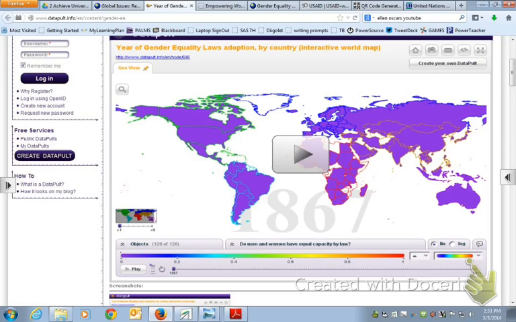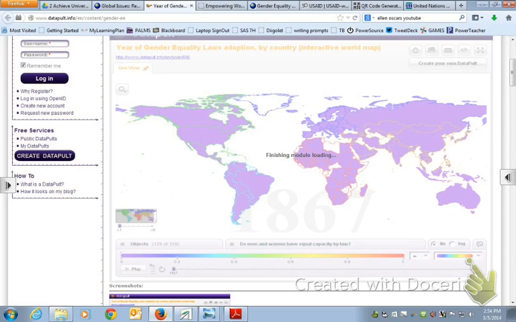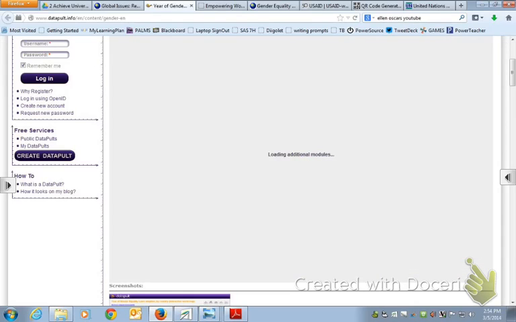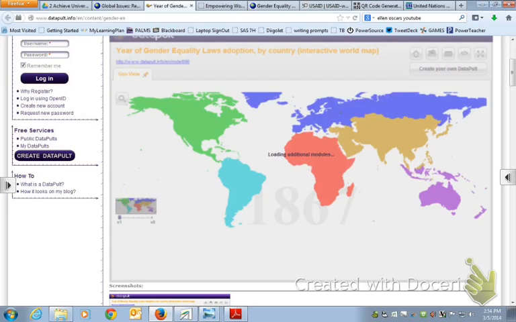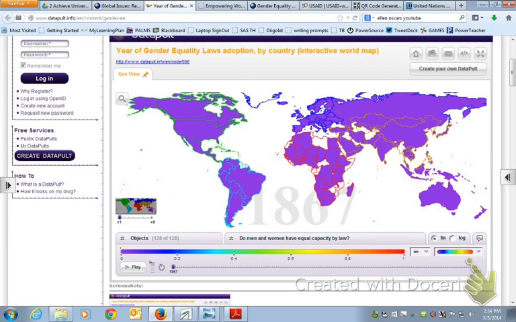But when you do this, let me just hit play so it'll load. It will show you the change in data over time. So this data visualization is going to show us the countries that adopted equality laws over time. So purple means that there are no gender equality laws, white means no data, and red means that they have adopted gender equality laws. So notice that it started in 1867.